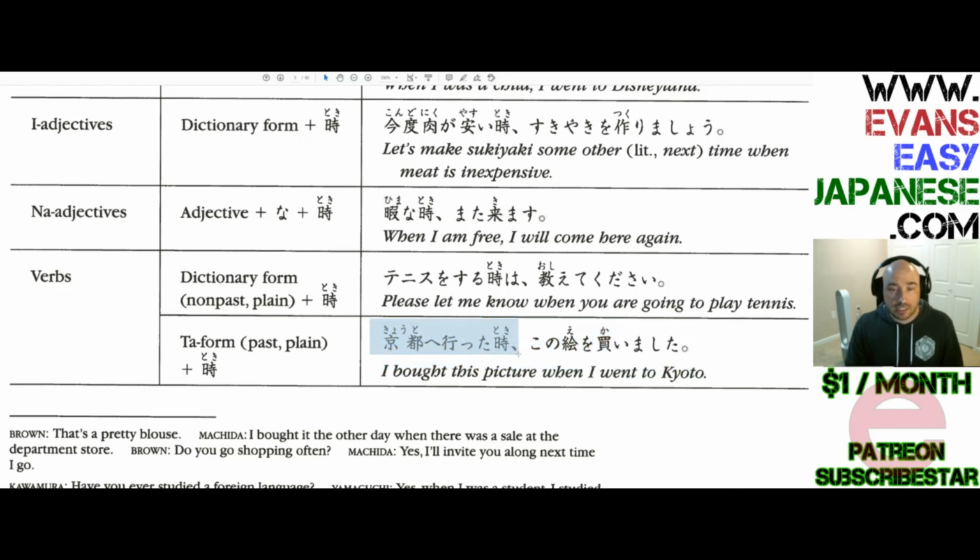Kyoto e itta toki, kono e o kaimashita. All right, so here we have a perfective before toki, and we also have a perfective sentence ender, okay? I want to point out that does not need to be the way it is. We're going to see very shortly that we do not need to have past tense, a perfective. It doesn't need to be that way.